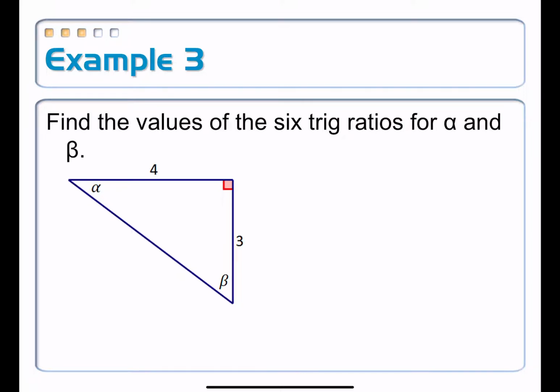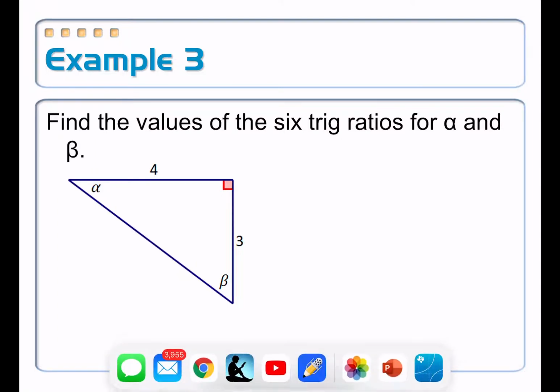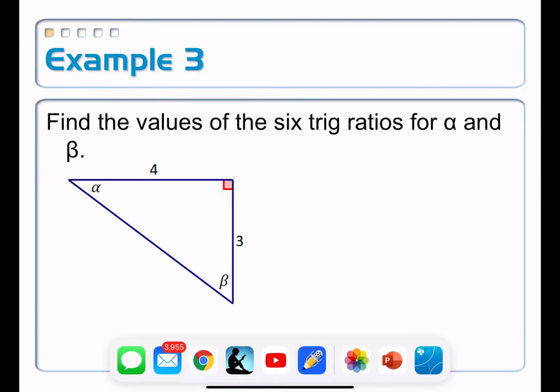Now this example, what we're doing is we're just getting used to the trig ratios so that we can match up the different side lengths and the different angles with those ratios. So it says find the values of the 6 trig ratios for alpha and beta. So alpha is one of the acute angles and beta is the other one.